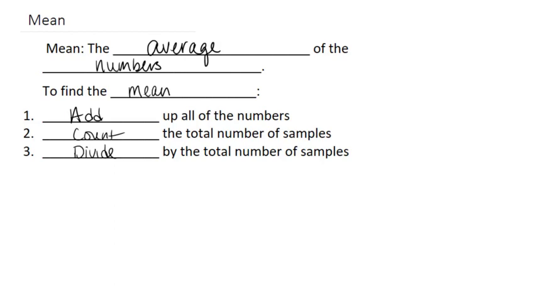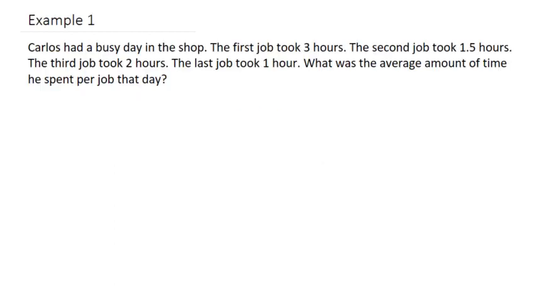So Carlos has a busy day in the shop. The first job took 3 hours. The second job took 1.5 hours, and the third job took 2 hours. And the last job took 1 hour. What was the average amount of time he spent per job that day? And so the first thing we need to do is we're going to need to add up all these numbers. So we have 3 plus 1.5 plus 2 plus 1.